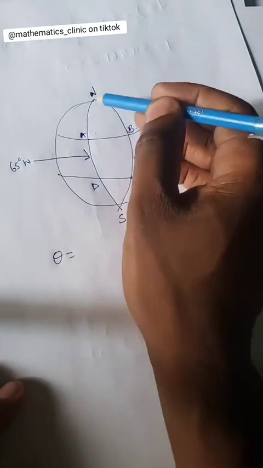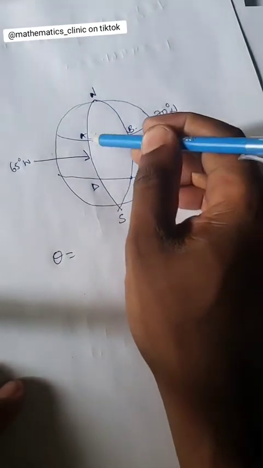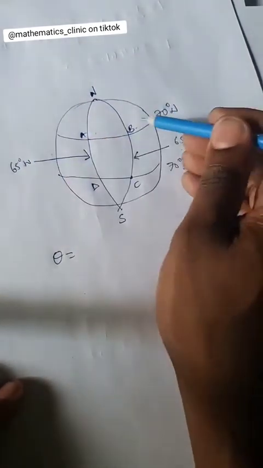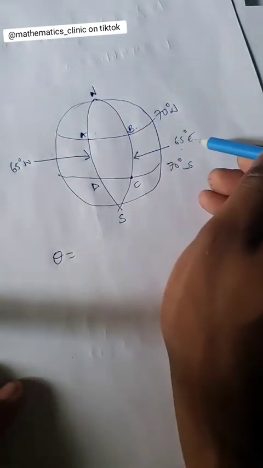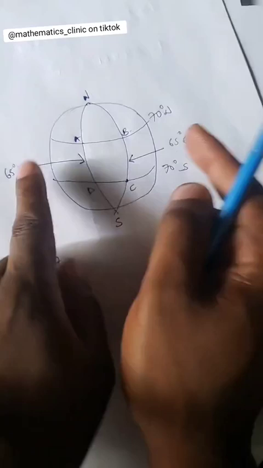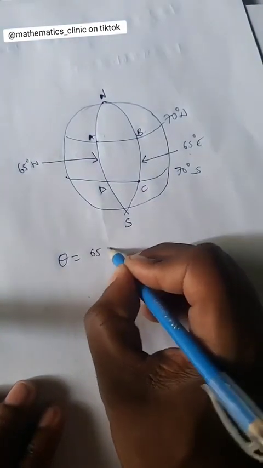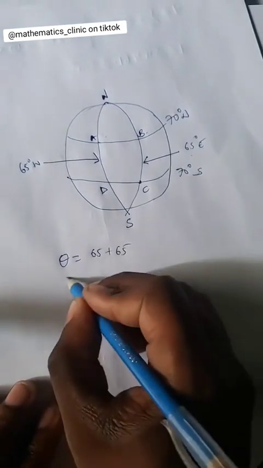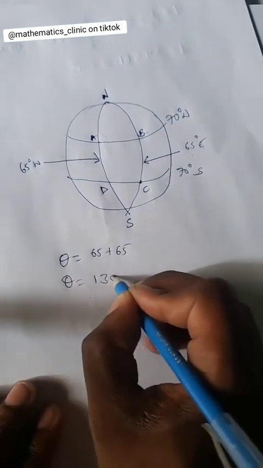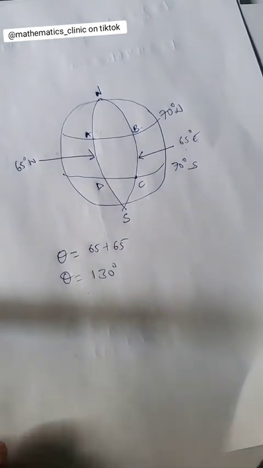Since the longitude of A is 65 degrees west, and the longitude of B is 65 degrees east, these are in different hemispheres, west and east, so we add them. 65 plus 65 is 130. So theta is 130.